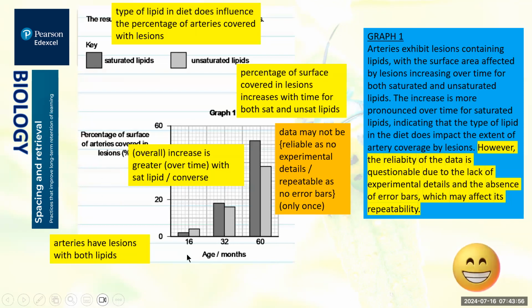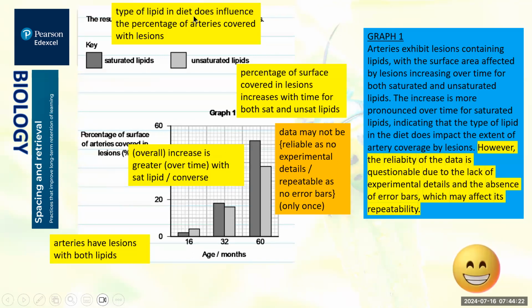Okay, before that, the age and the percentage of surface of arteries covered by the lesions. Arteries have lesions with both lipids, saturated and unsaturated. Arteries fed with the lipids have a lesion, both overall increasing, greater with the saturated lipid. So saturated lipid is the dark gray area that has the greatest increase.